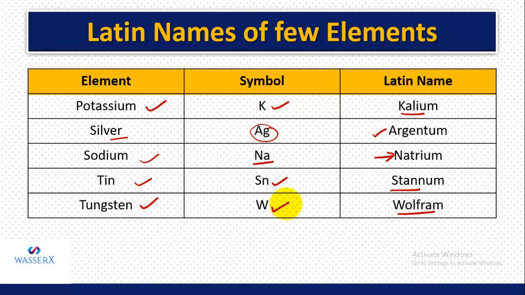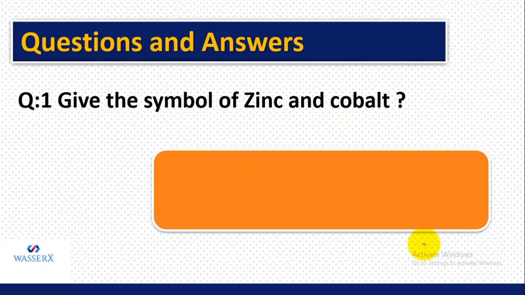So I think you understood that the symbol can be the first letter or the first two letters of their English or Latin names. So this is how the symbols were approved by IUPAC. Now let's do a few questions and answers. The first question is, give the symbol of zinc and cobalt. We know that the symbols can be the first letter or first two letters of the Latin name or English name. So the symbol for zinc is Zn, and for cobalt is Co.